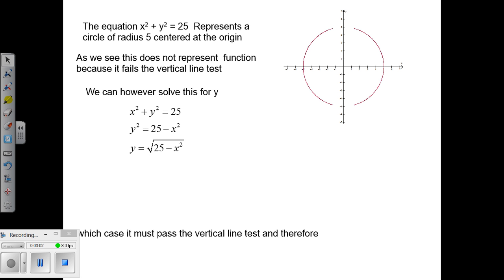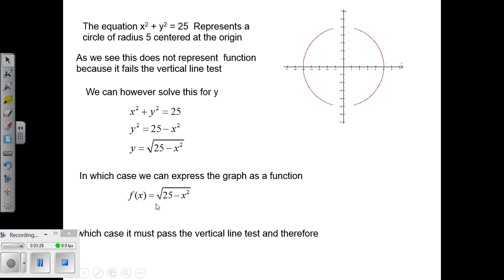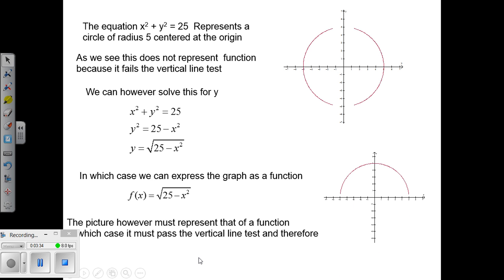However, I can solve this for y in terms of x as shown here. I can isolate y, and if I can isolate y, I can ask my calculator to graph it. And if I can ask my calculator to graph it, then it must be a function. Well, guess what? We lost something when we turn this into a function. And we can call it a function. But guess what the picture is? Half a circle, excuse me, because it must pass the vertical line test.